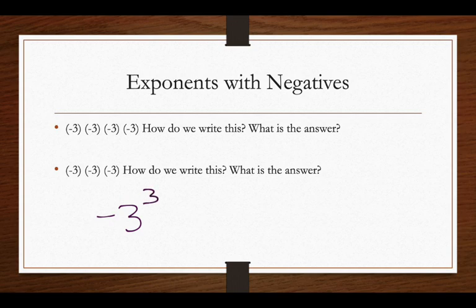Well, I have to put parentheses. Okay. So I have to put parentheses. And what is negative 3 times negative 3 times negative 3? Negative 27. In this case, it's negative 27. All right. Beautiful.